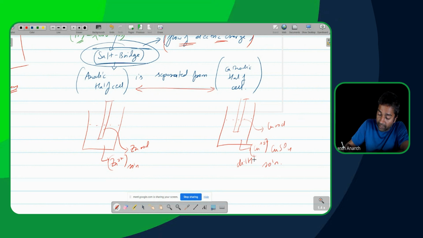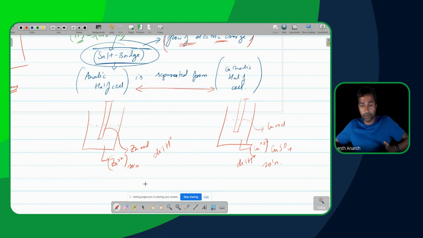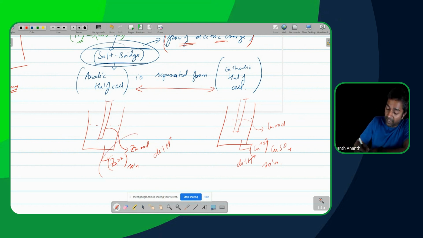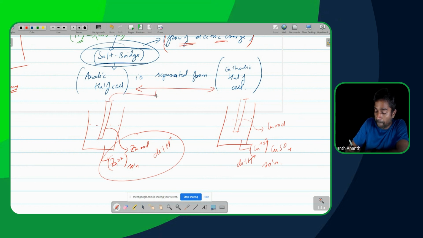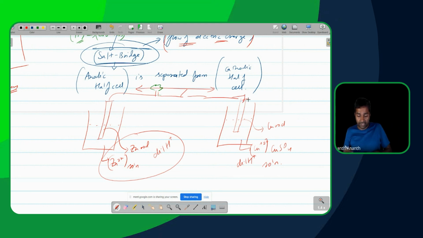You'll have a tiny bit of dilute H plus here, and a tiny bit of dilute H plus here. Okay, so when you have this situation, what happens now? In this particular case, these two are being connected by the cell. So there will be a bulb here. I suppose I should have drawn it a little bit better, but a bulb will be over here, and we'll have this as the cell.